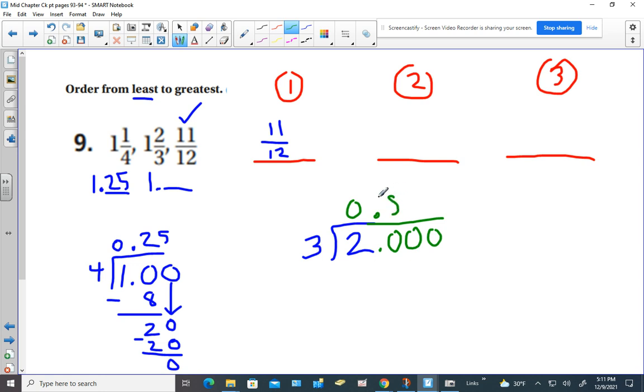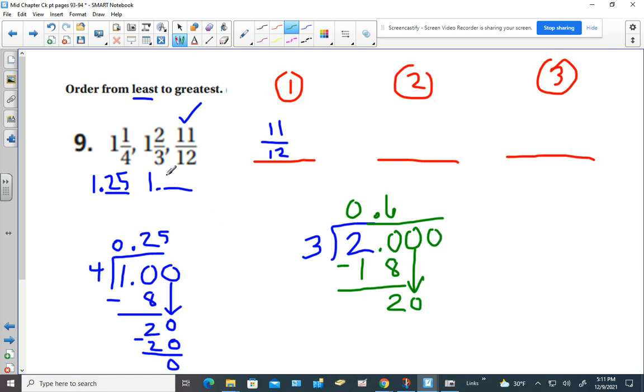Or I'm sorry, not 8 times. Erase that. 6 times. All right, so we get the 18. We subtract and get the 2 left over. Now I haven't finished, but you can kind of keep going with this, right? You can keep going, and I hope you realize what's happening here.